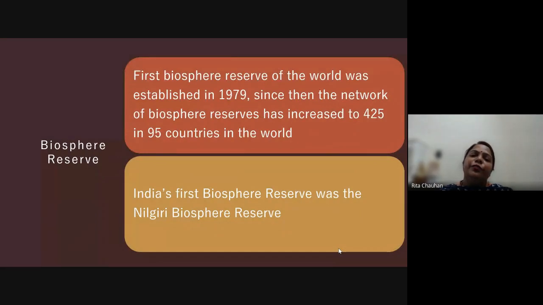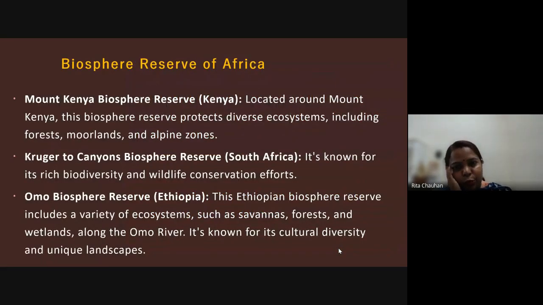In India, the first biosphere reserve was Nilgiri Biosphere Reserve. So in Africa, again we come to your country. In Africa, we have Mount Kenya Biosphere Reserve, which is located in Mount Kenya, and it is protecting a lot of diverse ecosystems like forest, moorlands, alpine zones.